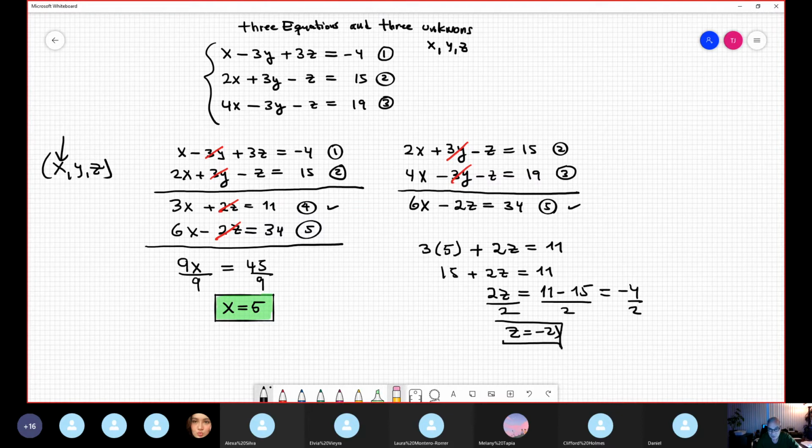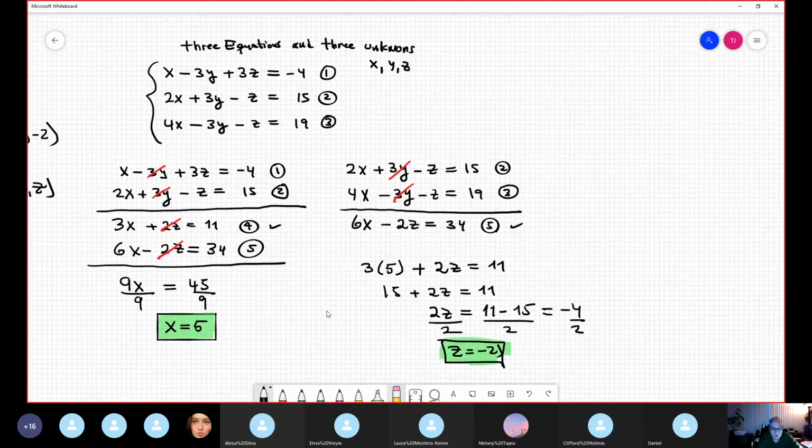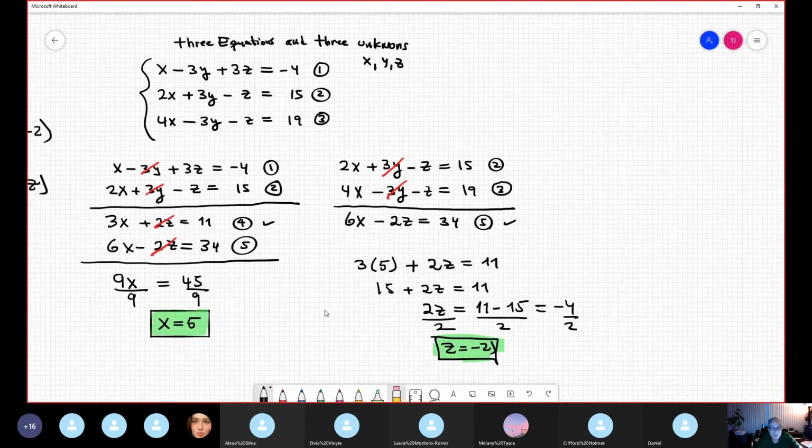z is negative 2. So far I have x is 5, and z is negative 2. I need to find the y, and that's it. To find the y, I need to come back to the original equation. I select, I don't know why, no reasons. You select another, you get exactly the same answer. I need to make a decision: the first, the second, or the third. I select the second.